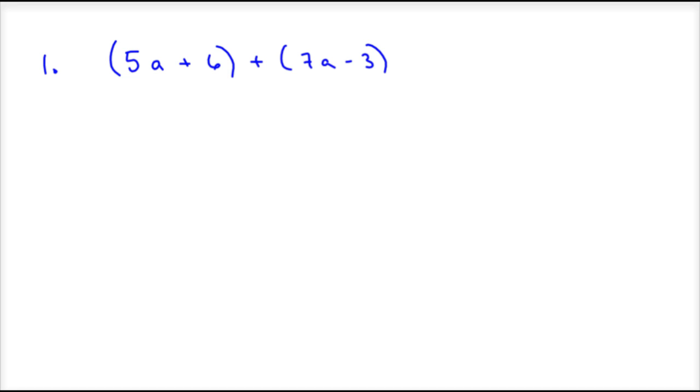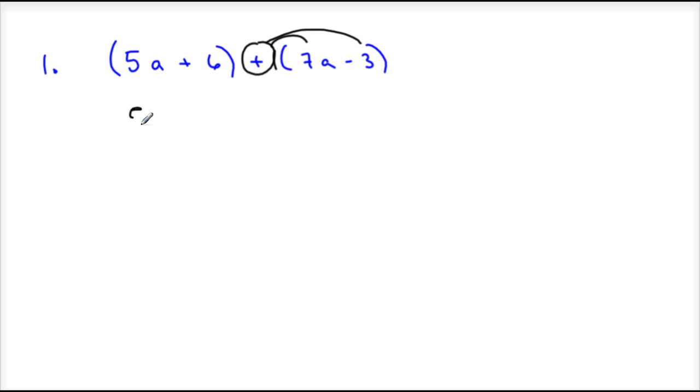Alright, in this lesson we're going to be adding and subtracting polynomials. So if we have two binomials, 5a plus 6 plus the quantity 7a plus negative 3, let's be very careful with this plus sign here. This is like distributing a positive 1 through, which does nothing to the second term.